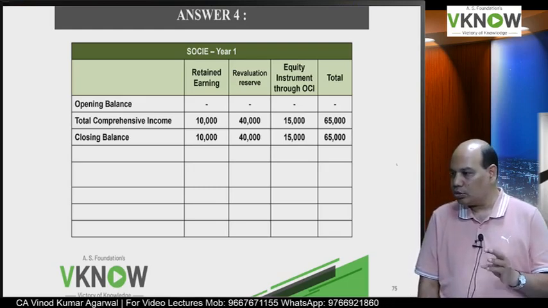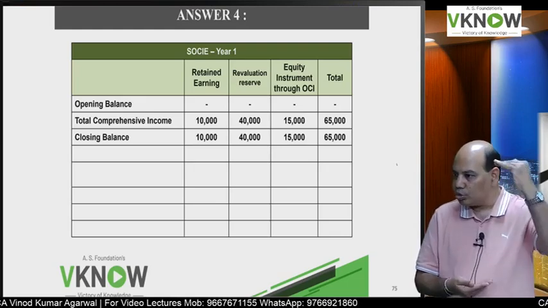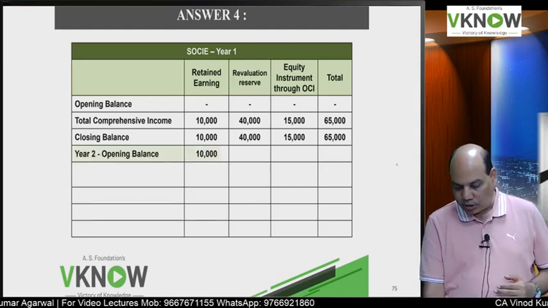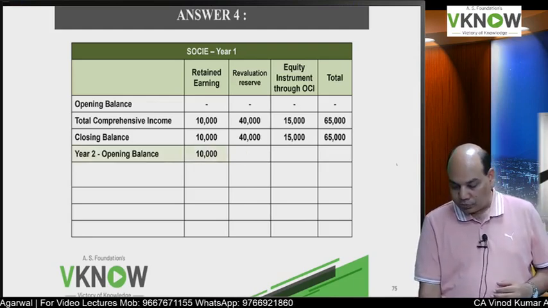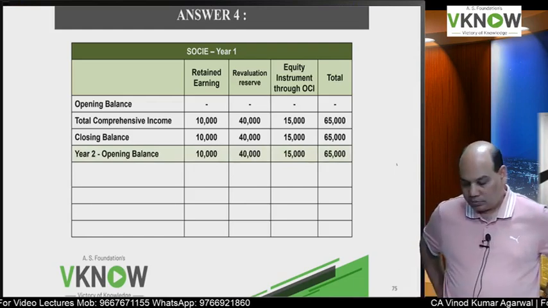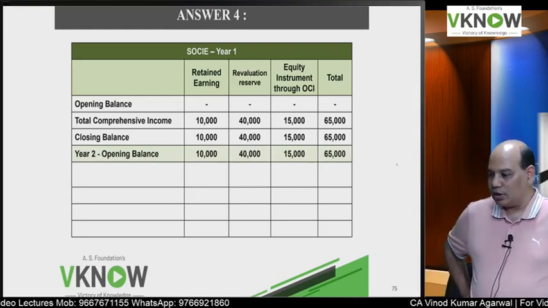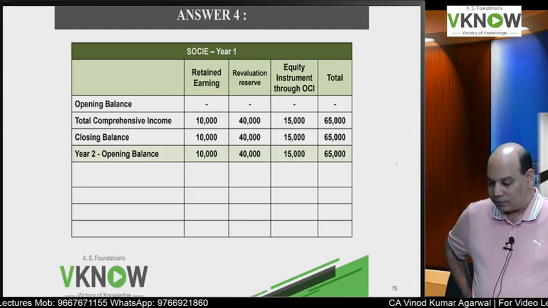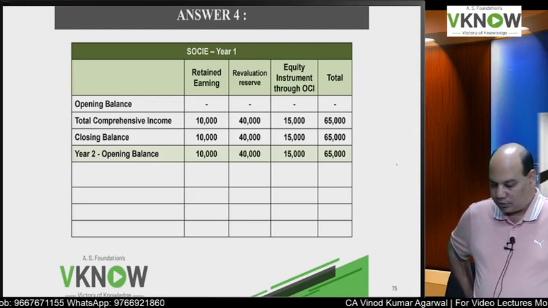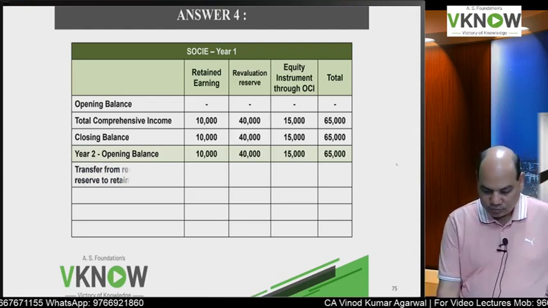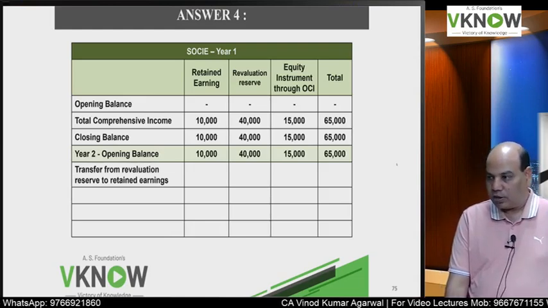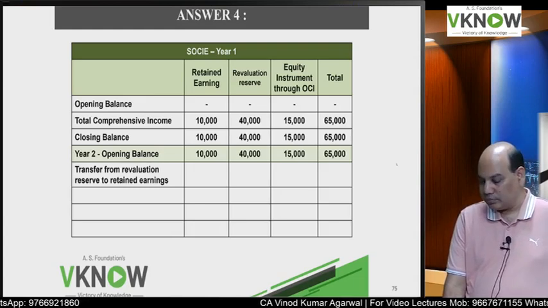Don't get bored. You have to write 10,000, 40,000, 15,000, 65. Some students don't write total or closing balance. You have to write opening plus minus closing. If you want full marks, then write full. If you want half, write half. Simple equation. Year 2, again write opening balance at the cost of repetition: 10,000, 40,000, 15,000, 65,000, and then you write transfer from revaluation reserve to retained earning.